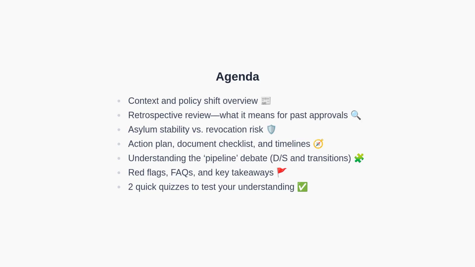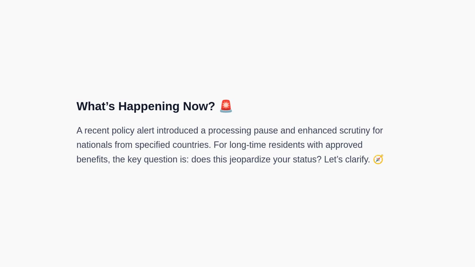Now, let's unpack the current policy shift. A recent governmental policy alert indicates a processing pause and heightened scrutiny for some nationalities. This has generated understandable anxiety within communities that include permanent residents and asylees. The central concern is whether already approved benefits are at risk. The short answer is, your status remains valid unless and until it is formally revoked. However, the alert signals possible reopening of certain closed cases.